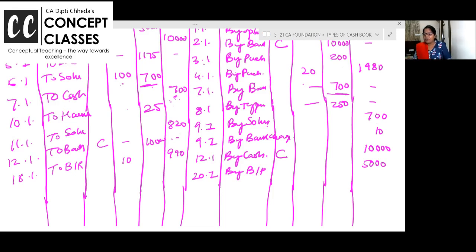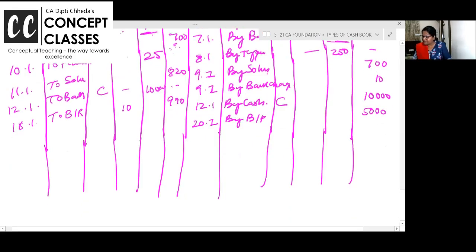Now withdraw for personal use 1,000 rupees cash. What is the journal entry? On 22nd January, drawings account debit to cash. Money is going out and drawings are debited. Drawings account debit to cash.